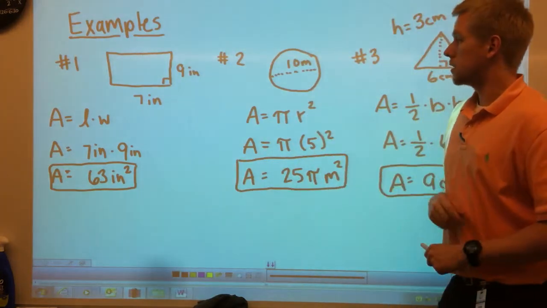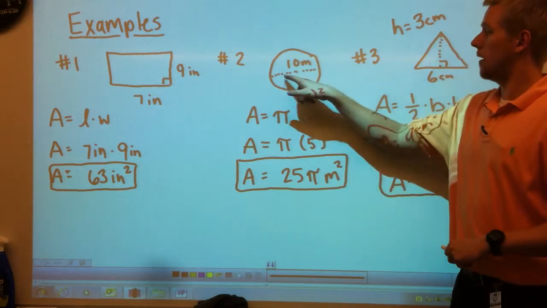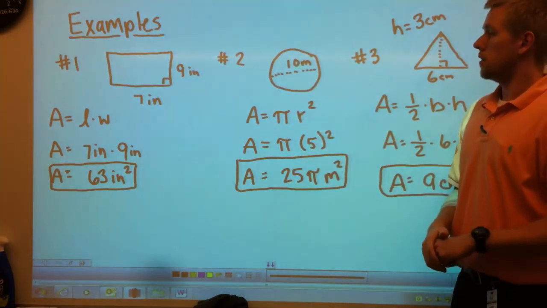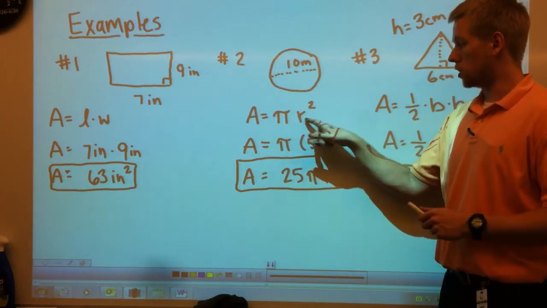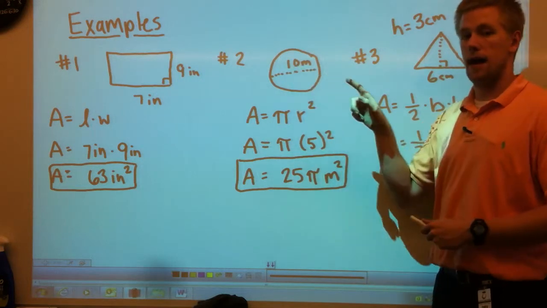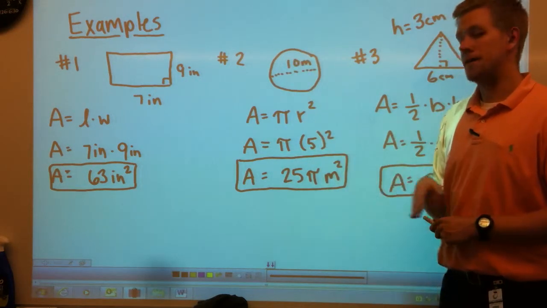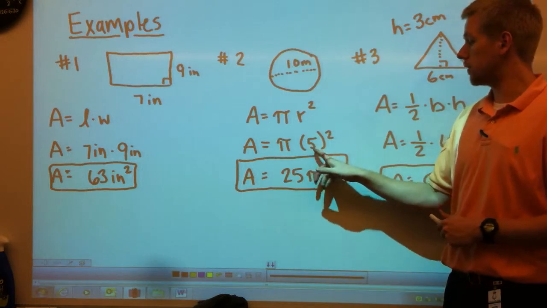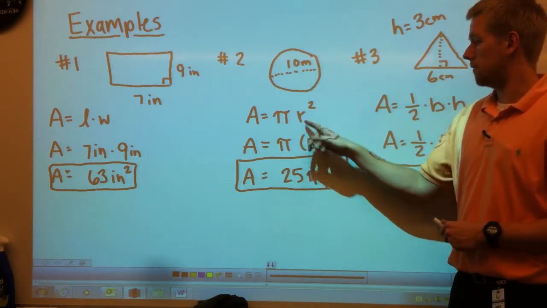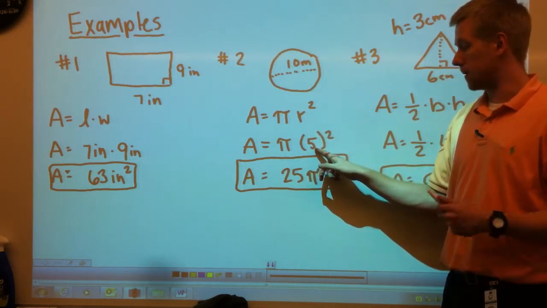Next, number 2, we have a circle. We have the diameter of 10 meters. The circle formula was pi r squared, but I don't have r, I have the diameter. So you're going to take that 10 divided by 2, that's going to give me a 5, and that's where this 5 comes into play. I put that 5 in for my r because my 5 is my radius.